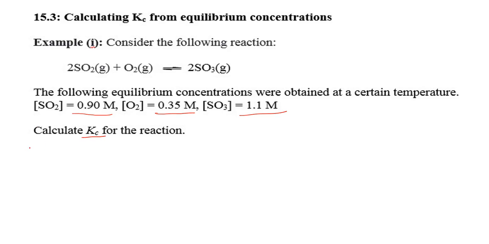So what you want to do is to start with the expression. Kc is given by the concentration of our product. The coefficient here is 2, so this one should be to the power 2. Divided by the concentration of the reactants. So in this case, sulfur dioxide to the power 2, and the other reactant, which is oxygen, to the power 1.